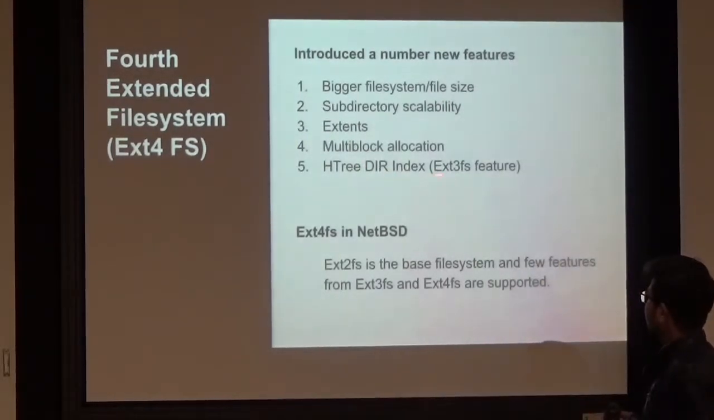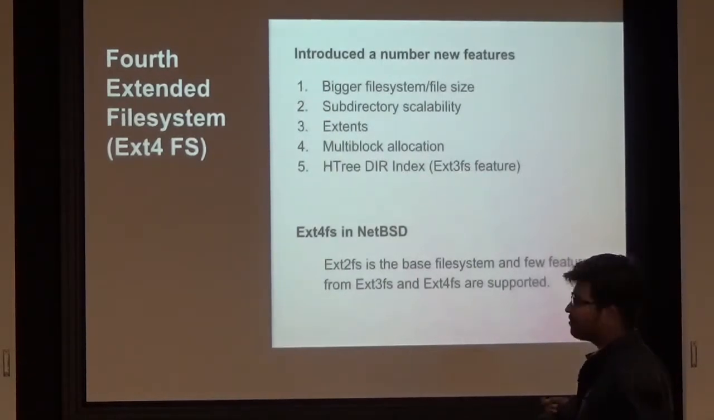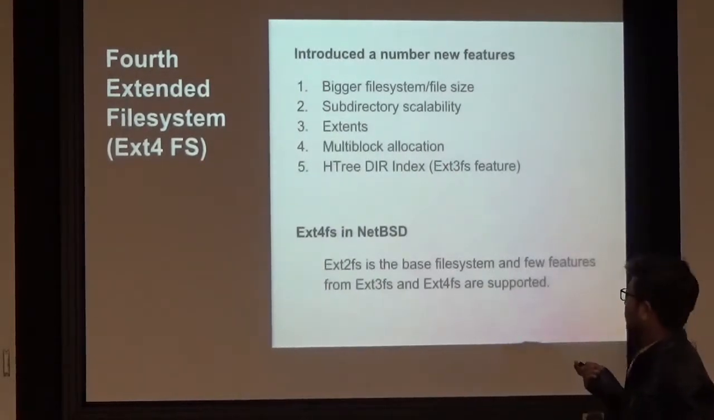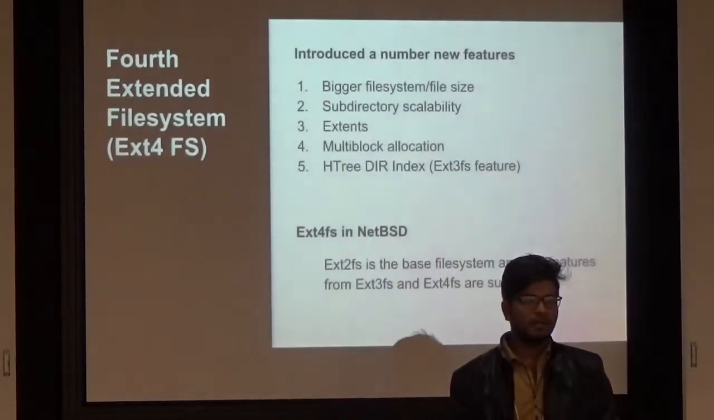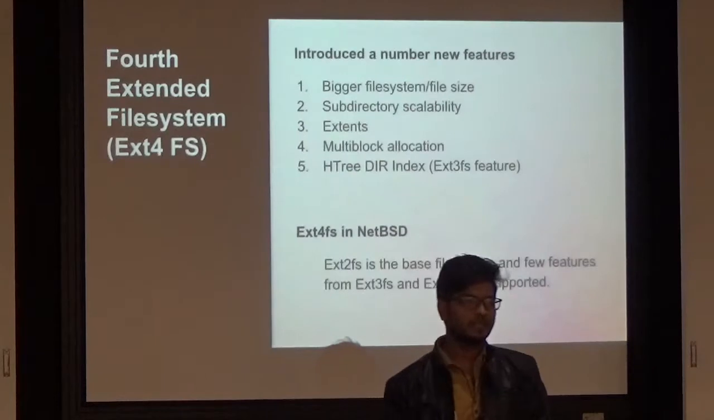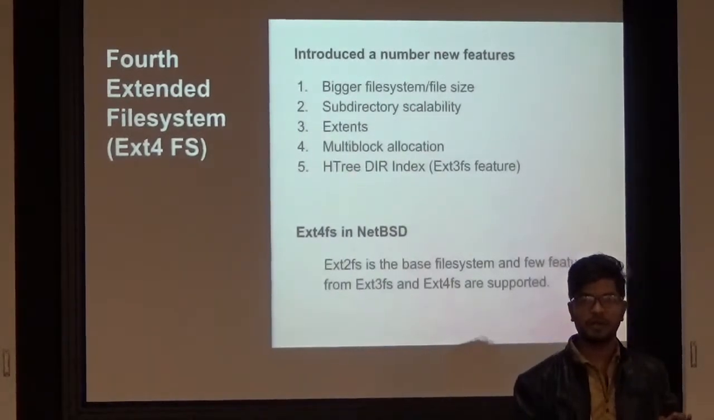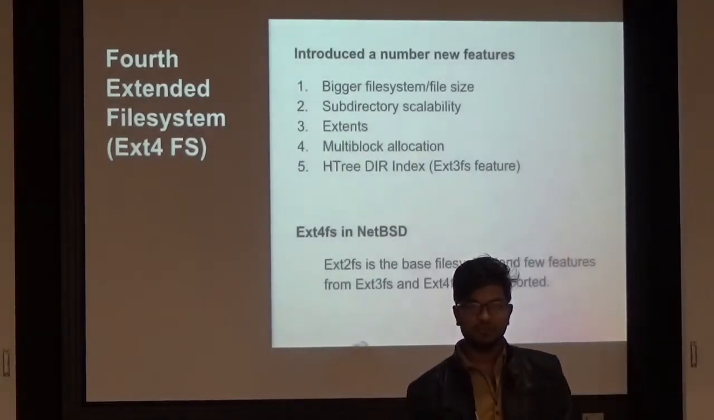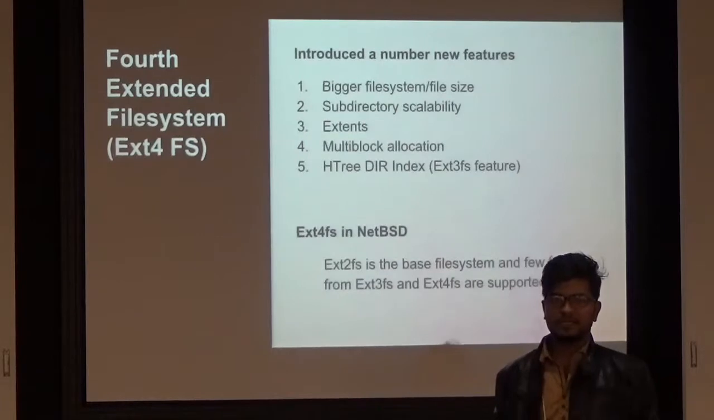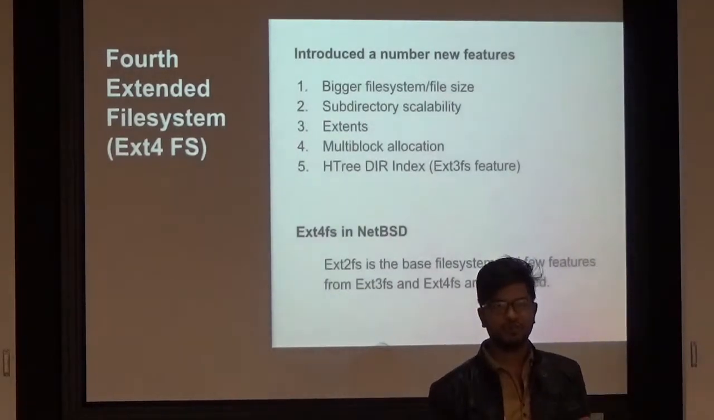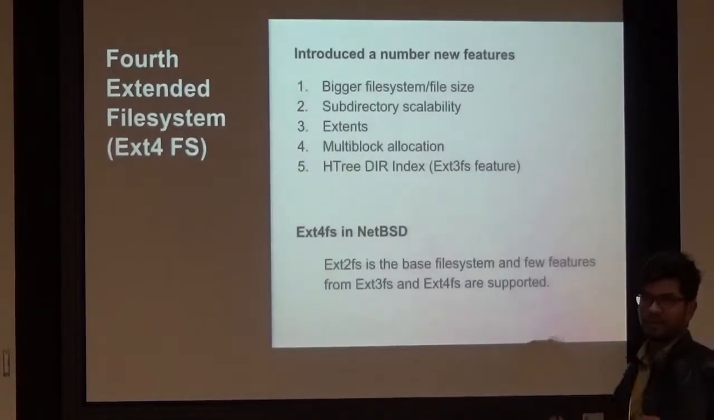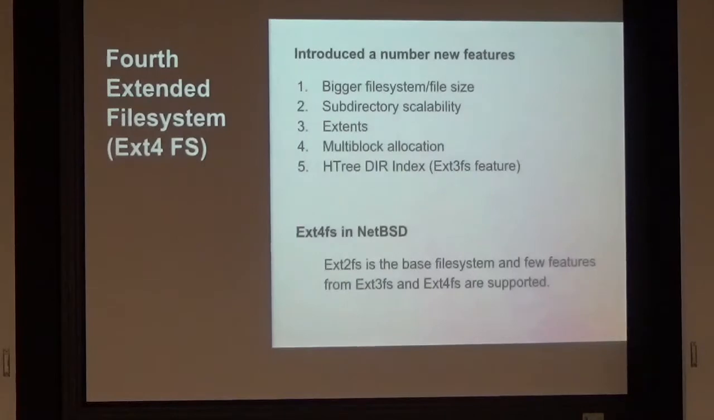Ext3 directory index is basically an Ext3 feature, but I have implemented it, so I put it here. We are also going to talk about this. The state of Ext4 in NetBSD is that it's not a different file system implemented in NetBSD. It's Ext2, which is the base file system, and a few features of Ext3 and a few features of Ext4 have been implemented in Ext2 only. So it's not a different file system in NetBSD.